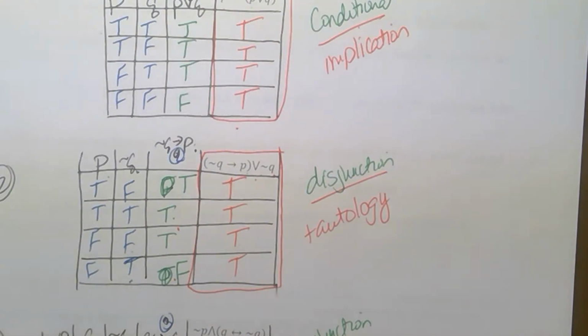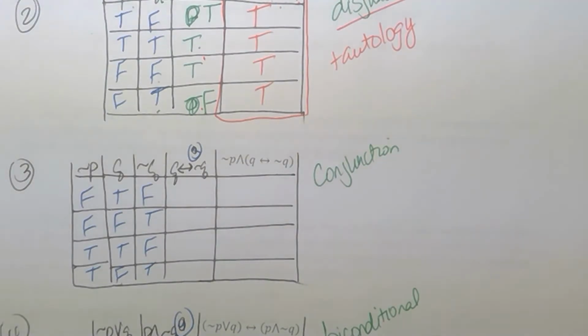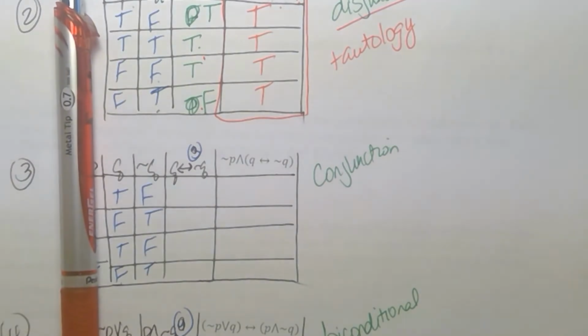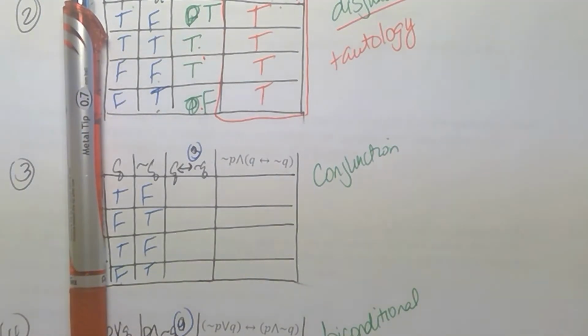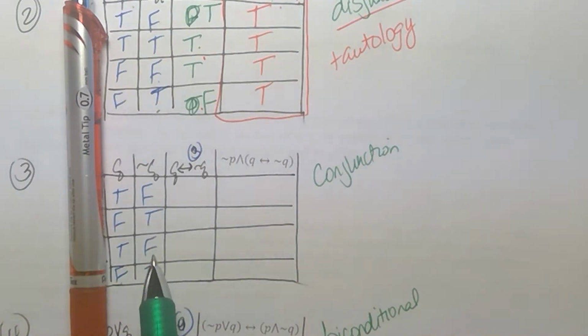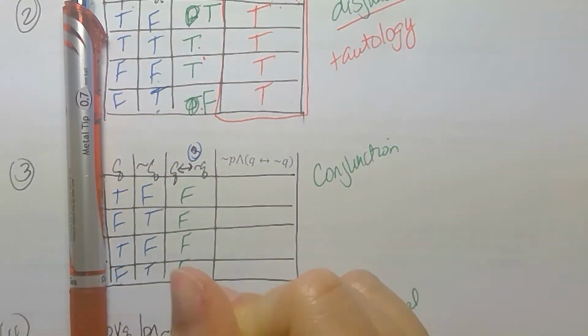All right, number 3. I have a conjunction going on, but before I can check my conjunction, I have to figure out Q if and only if not Q. To figure out Q if and only if not Q, I need to look at those 2 columns, Q and not Q. And this is going to be true when their truth values match. And as I look through there, I see none of the cases have truth values that match. So this column is false all the way down.